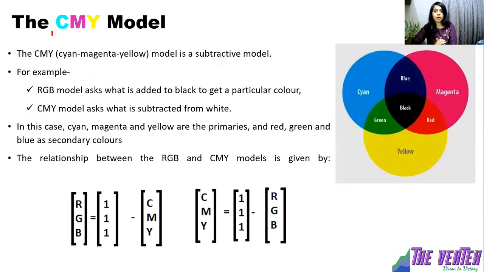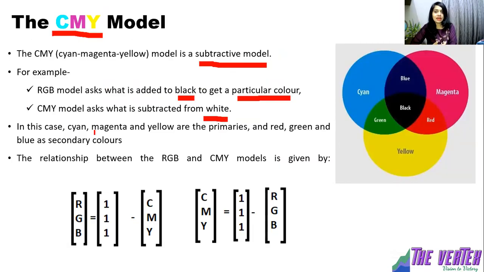Now the next model is the CMY model, that is the cyan, magenta, and yellow model. This is a subtractive model. What is the meaning of subtractive model? When we use RGB as the primary colors, then the RGB model asks what should be added to black to get a particular color. Similarly, if we use the CMY model, it will ask what should be subtracted from white to get a particular color.